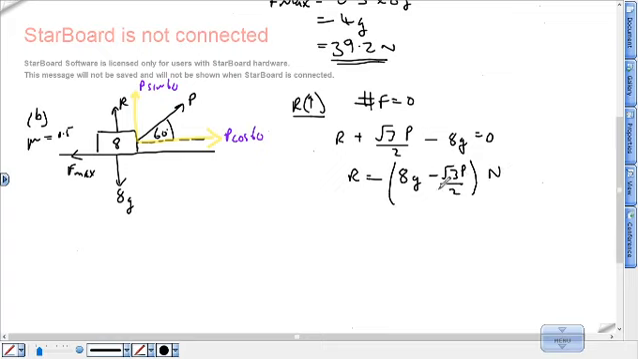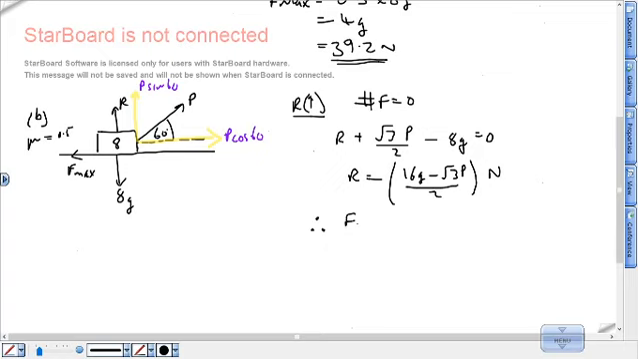Now I'm probably going to neaten this up and make this over 1 at the moment, make it over 2, a common denominator, so it is 16G over 2. Okay, because that's going to allow me just to tinker with this. You don't have to do that, you can use a calculator.